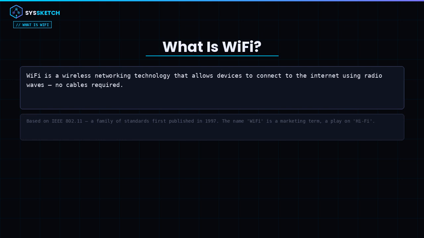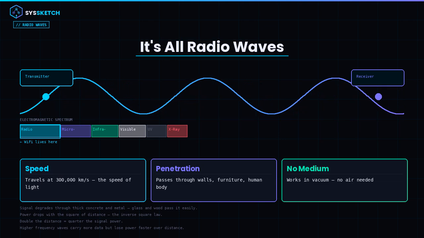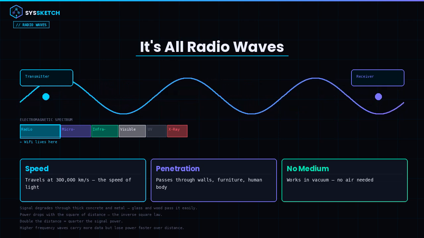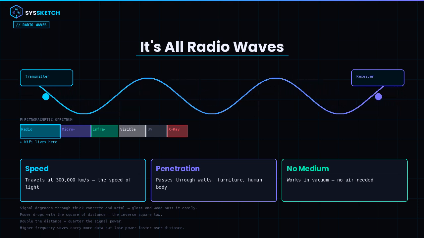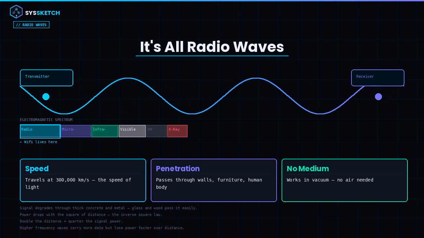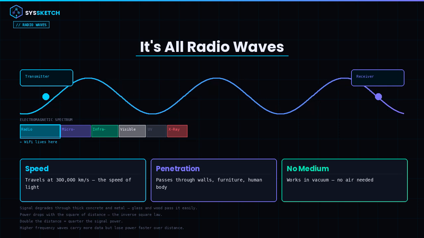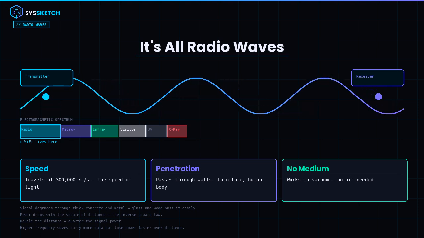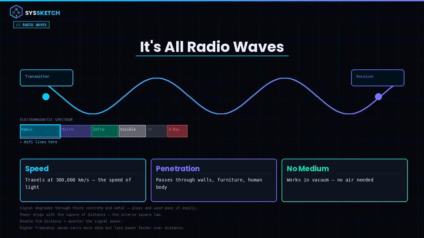At the most fundamental level, Wi-Fi is radio. Your router is a radio transmitter. Your phone, laptop, and smart TV all have radio receivers built in. When you send a message or load a web page, your device converts that data into a radio signal, broadcasts it through the air, and your router picks it up, and vice versa. This is the same basic idea behind AM and FM radio, except Wi-Fi operates at much higher frequencies and the data is digital, not analog.